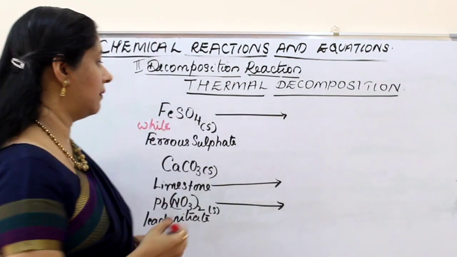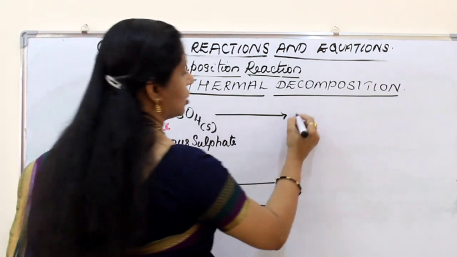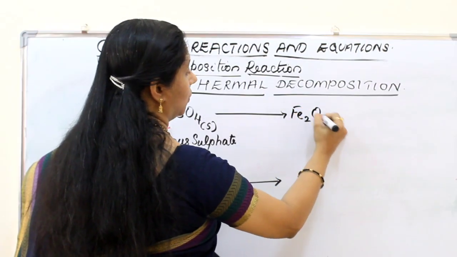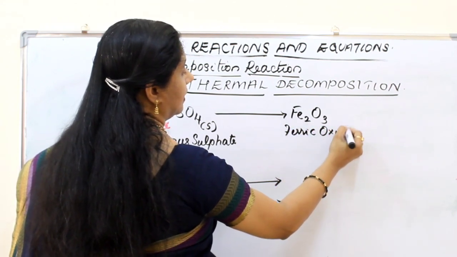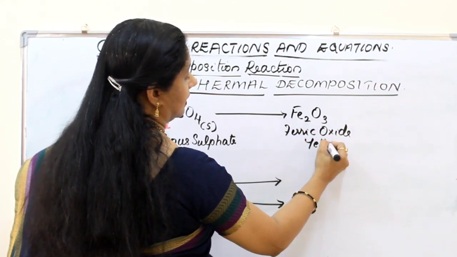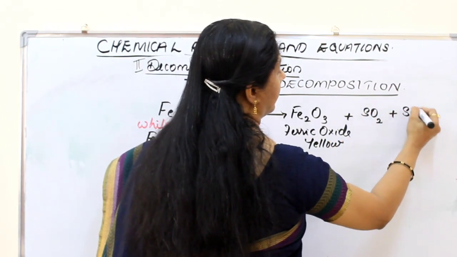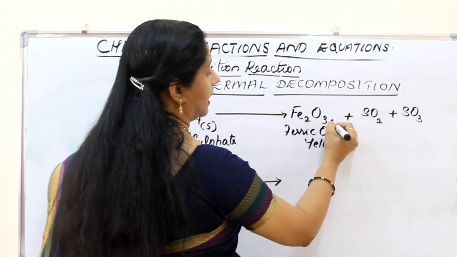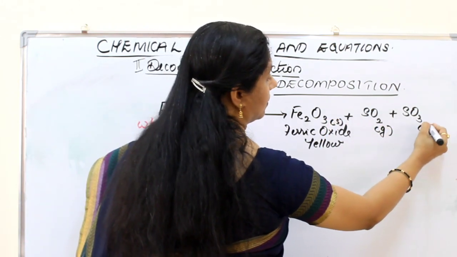Ferric oxide will form. What is ferric oxide? Ferric means the valency of iron is 3. So Fe2O3. This is ferric oxide, which is yellowish in color, and along with that sulfur dioxide and sulfur trioxide will form. So here it is solid, here it is gas, here also gas.